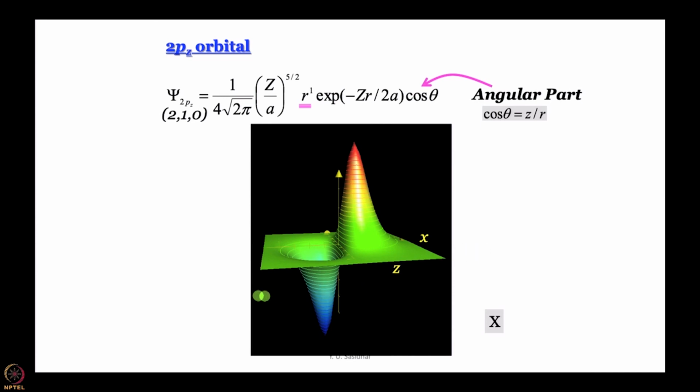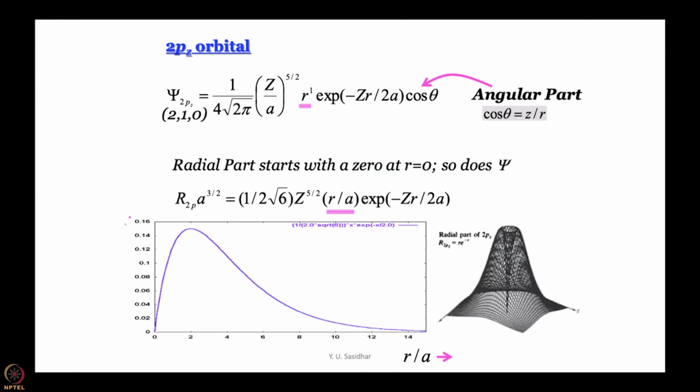So cos theta is along z. On this side where z is positive, cos theta is also positive, and you get a positive part of the wave function, and wherever z is negative you get a negative part of the wave function. And why does it go through a maximum? Why is it sort of like a cone? Because if you go back to the previous projection, see this is the r dependent part, right. So the r dependent part is multiplied by cos theta.